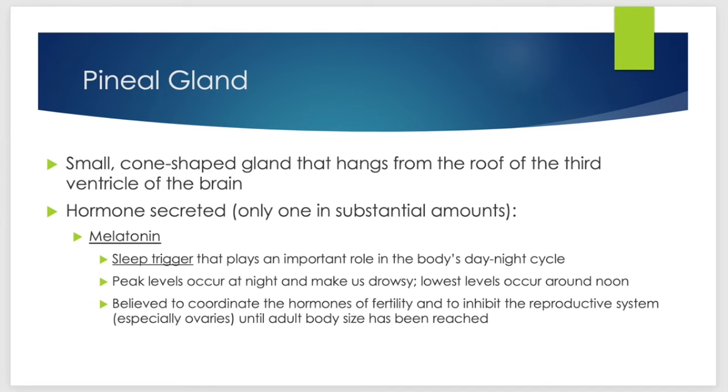Melatonin is going to have a sleep trigger, so it plays a role in your circadian rhythms, in your body's regulation of the day and night cycle. The peak levels occur at night, so your levels of melatonin change throughout the day. As it gets darker out, your body's going to start to release more melatonin. That's why usually people are more tired and less wanting to do things in the winter, because there's less daylight. So the levels are going to peak at night to make us sleepy, and they'll be the lowest around noon when there's the most sunlight.